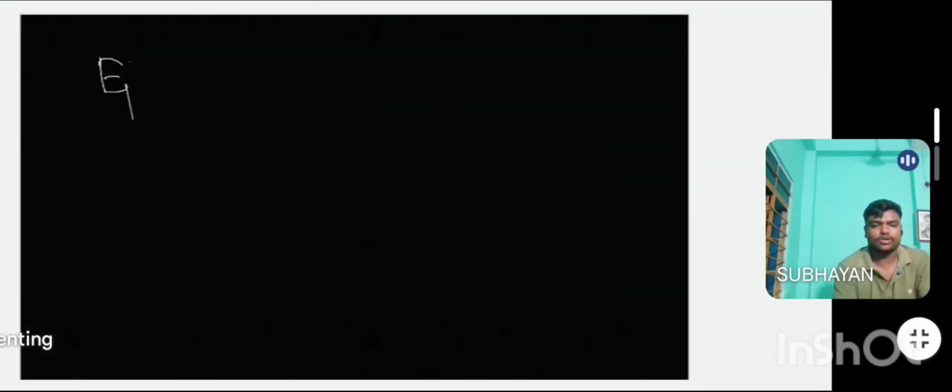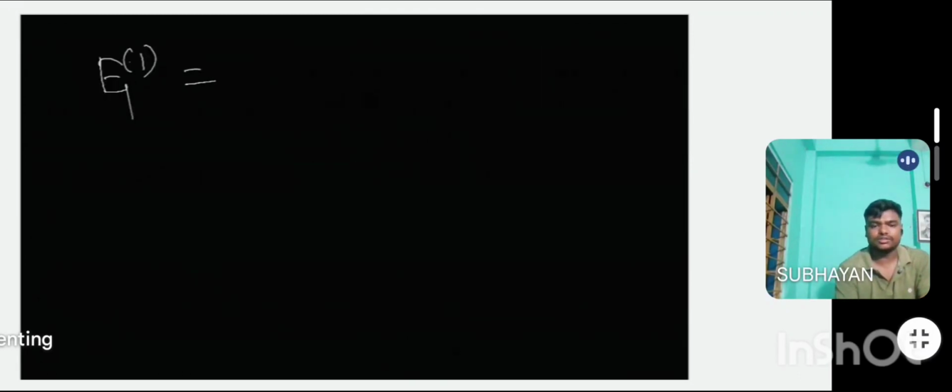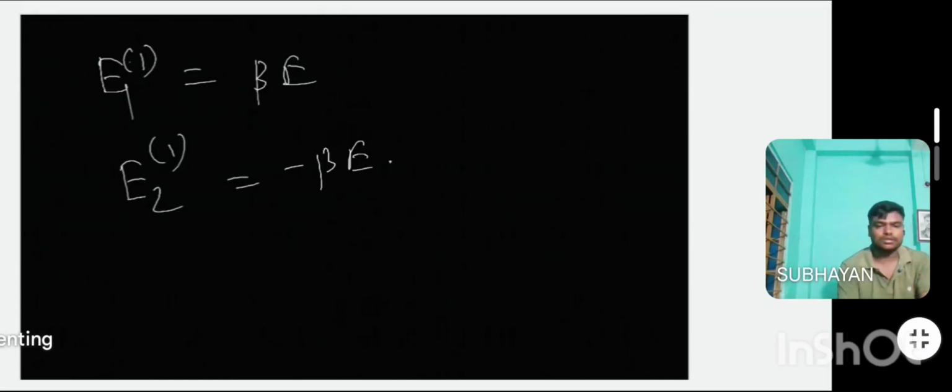One can be recognized as E11. Okay, one can be recognized as E11, and you can get from here E11 has two values, plus beta E and minus beta E, two eigenvalues. One can be taken as E11, which is suppose beta E, and another is E21, suppose this is minus beta E. Okay, so now the degeneracy will be broken.